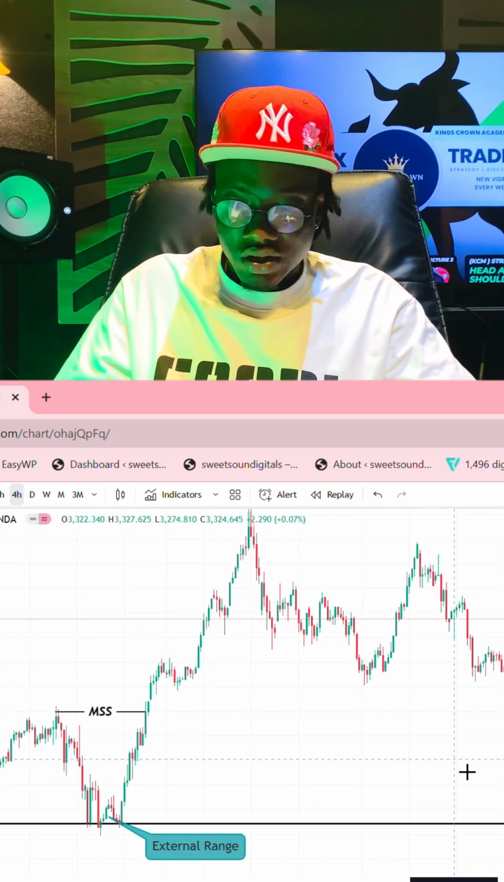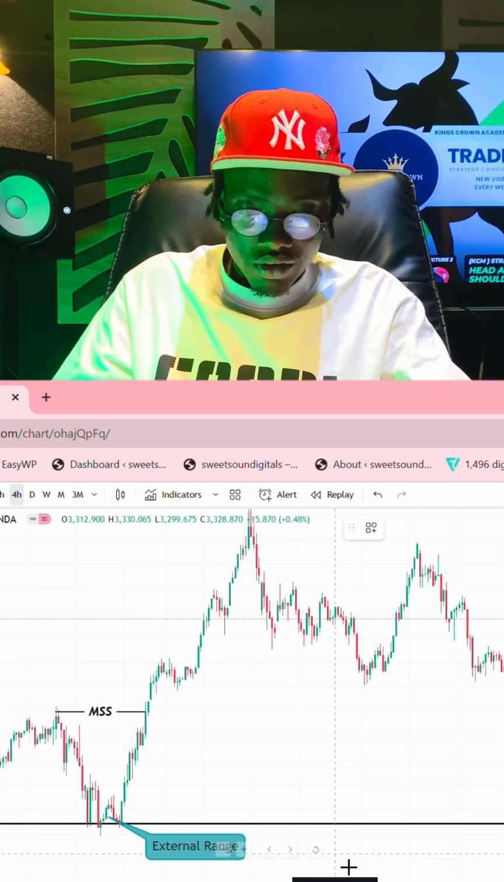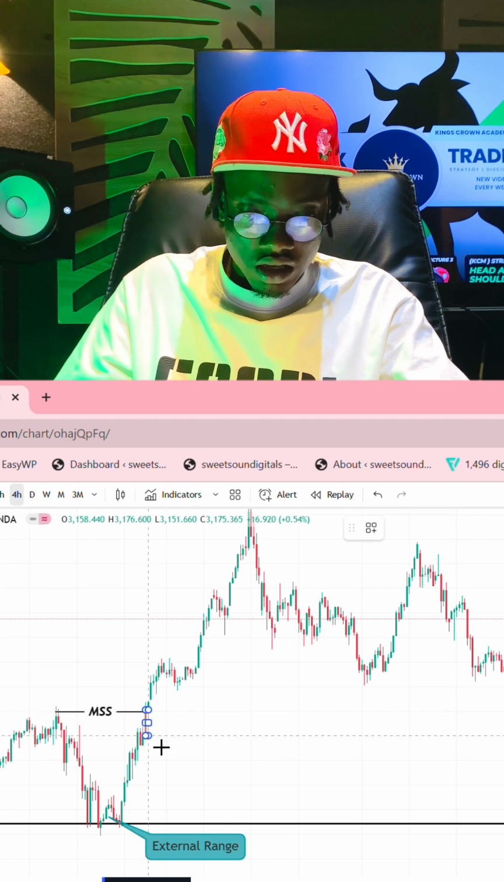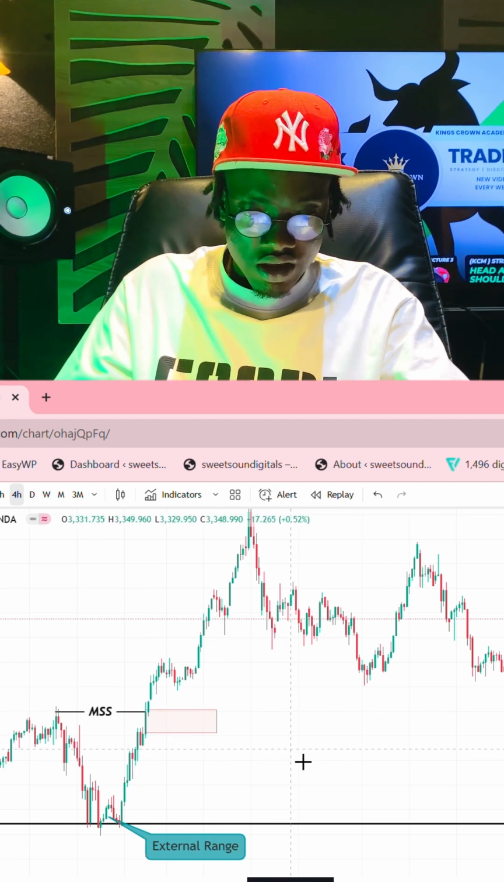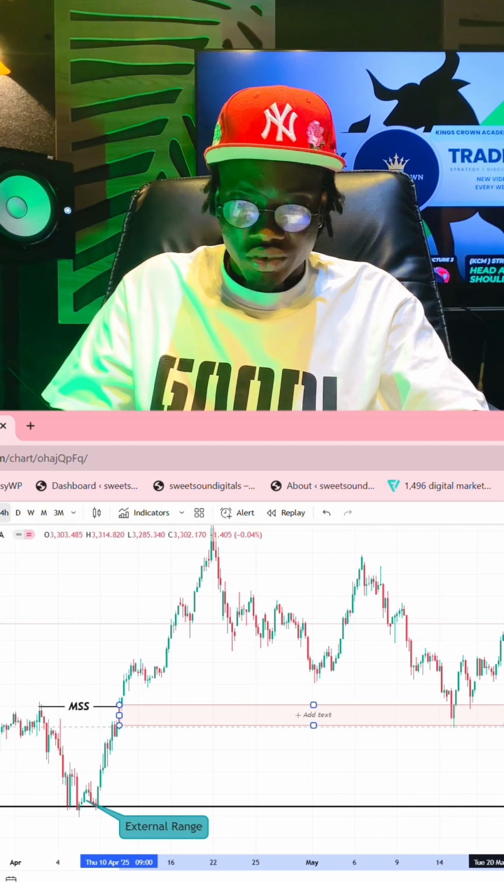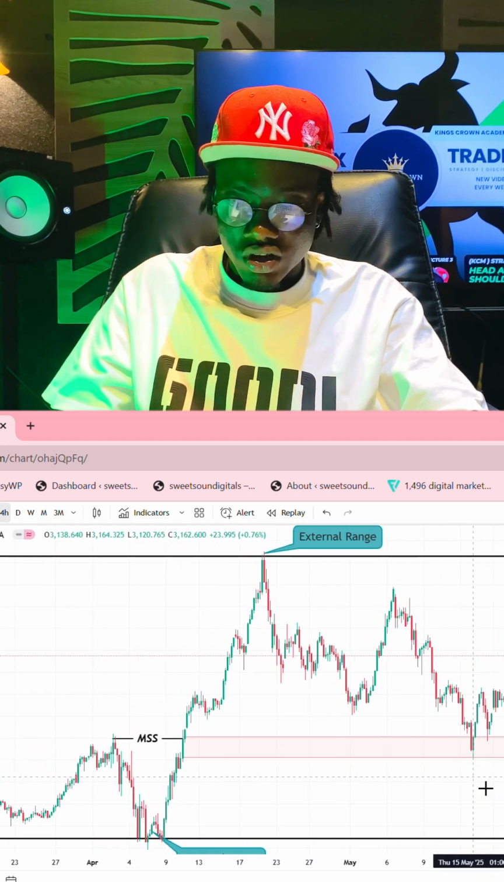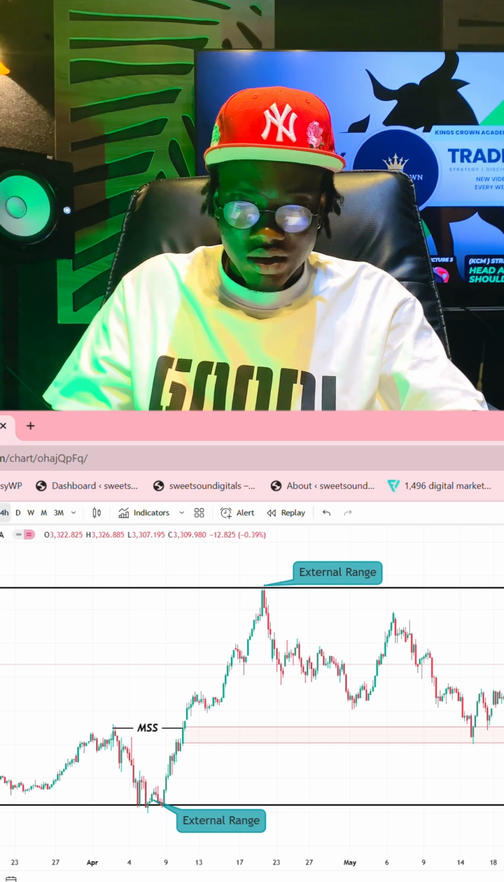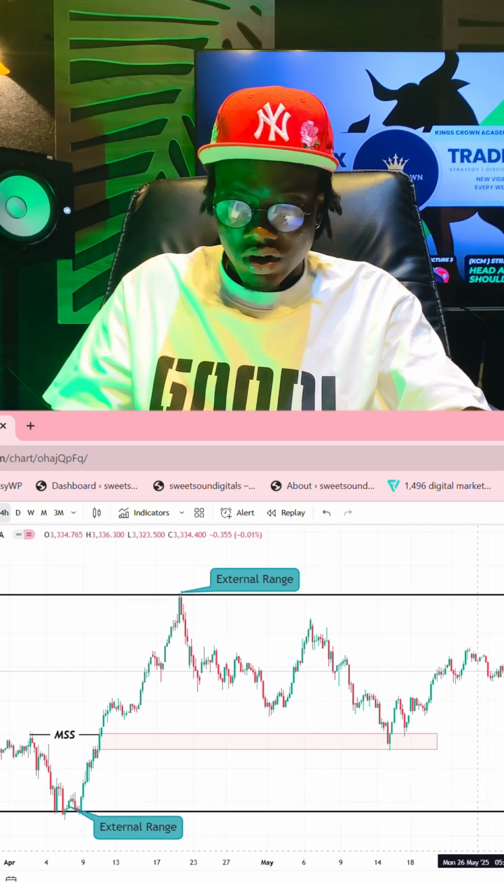So let's mark it out. I can see an area here. Let me just mark out this area and stretch it out. Now you can see why price bounced off here. You can see the exact same thing, why price bounced off here. This is exactly what I'm telling you guys.